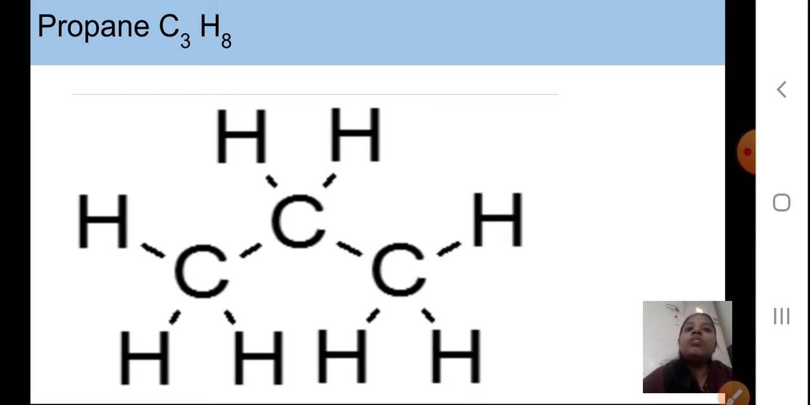Now we are going to see about propane. This also you studied last time. You have seen the propane structure, with 3 carbon atoms bonded by single bonds, and then I have added the hydrogen atoms to satisfy the valency of carbon. It is C3H8, so hydrogen will be 8 in this, okay students. I hope this part is clear.